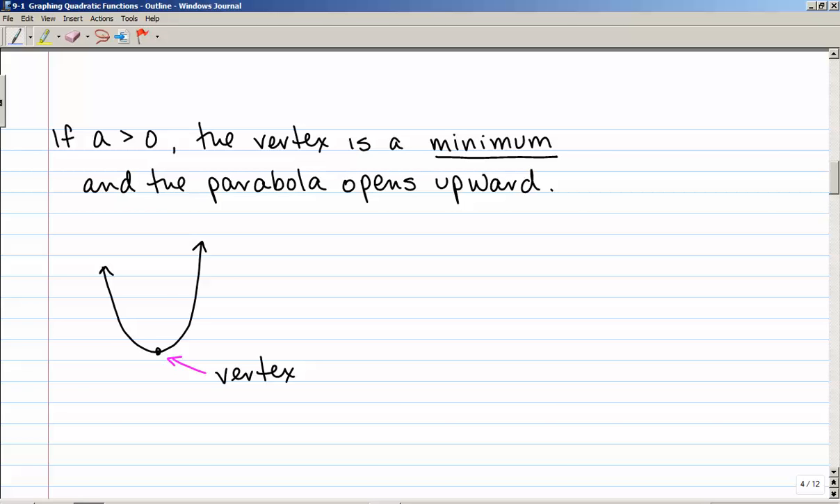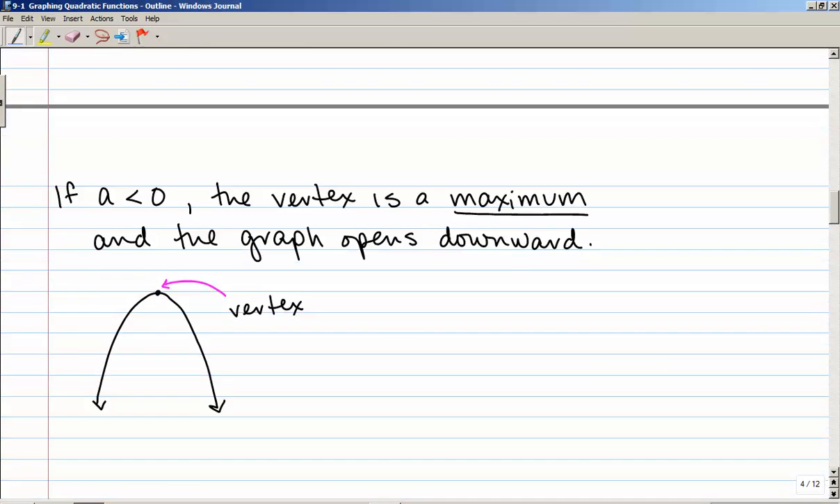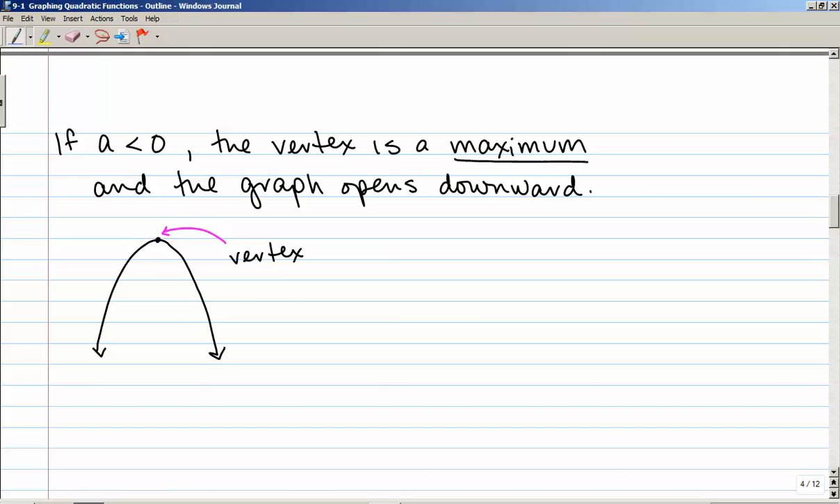If a, the number in front of x squared, is positive, greater than 0, then the parabola opens upward and the vertex is the lowest point, and it's called a minimum. If a is a negative number, if a is less than 0, then the parabola opens downward and the vertex is the maximum value.